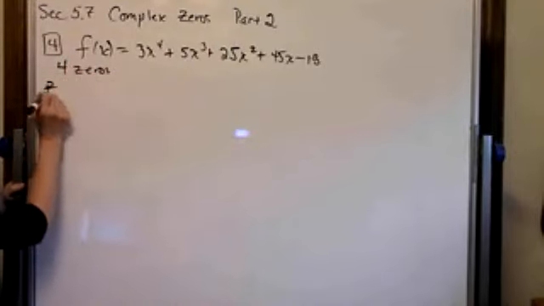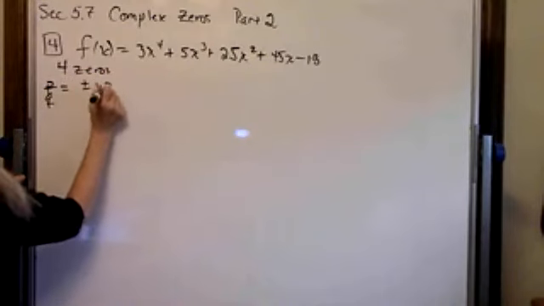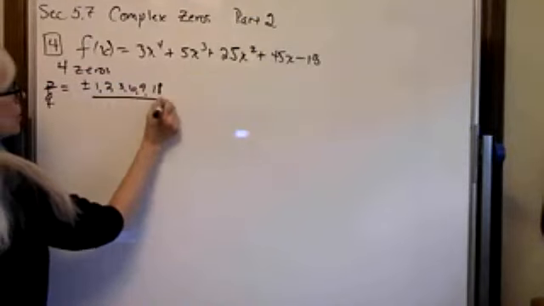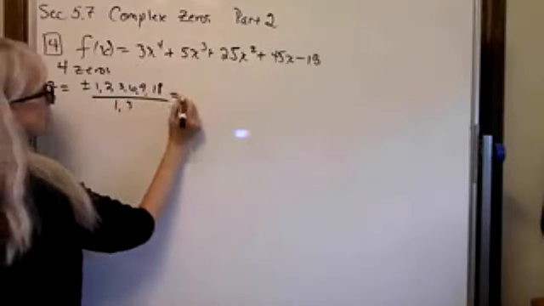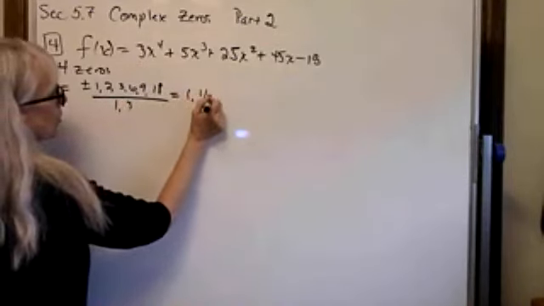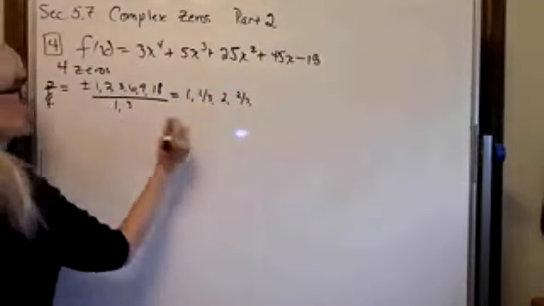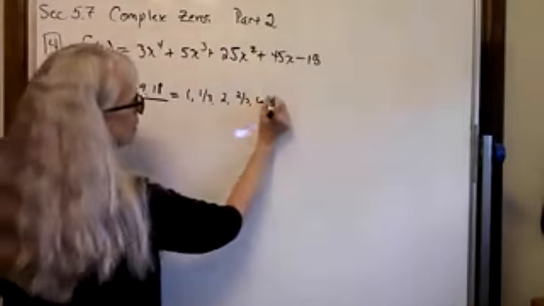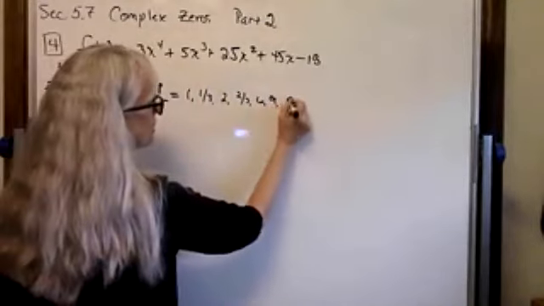Our P over Q list is going to be a little more complicated this time. So factors of 18 are 1, 2, 3, 6, 9, and 18. But we have a Q of 3, so that's going to be over 1 or over 3. So our list becomes 1, 1/3, 2, 2/3, 6 over 1. 6 over 3 is 2, it's already listed. 9 over 1. 9 over 3 is already listed, and 18 over 1. So it's a more extensive list.